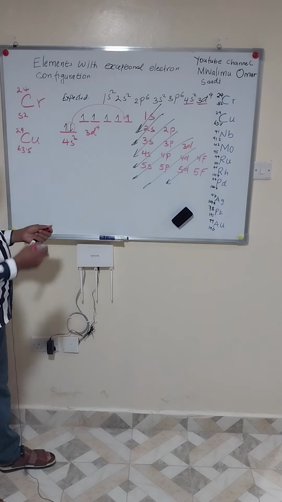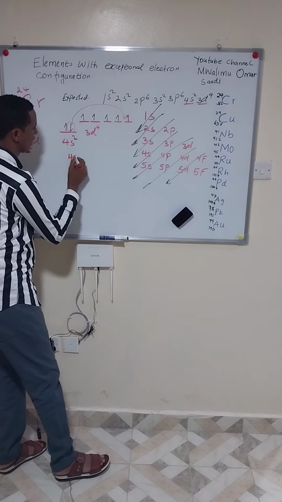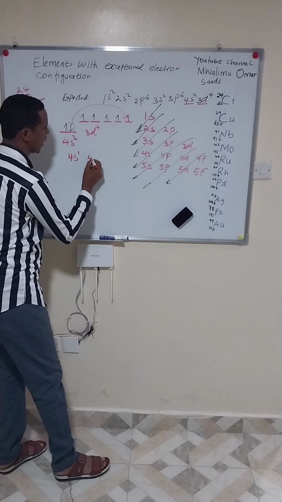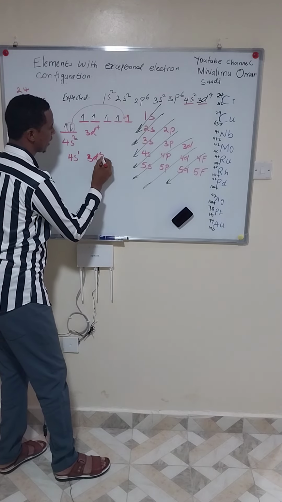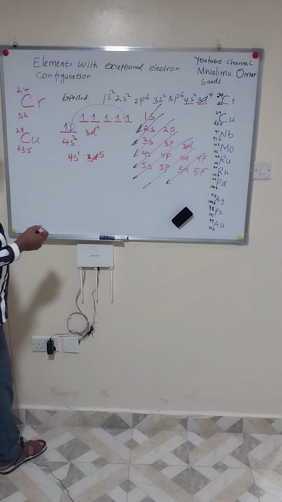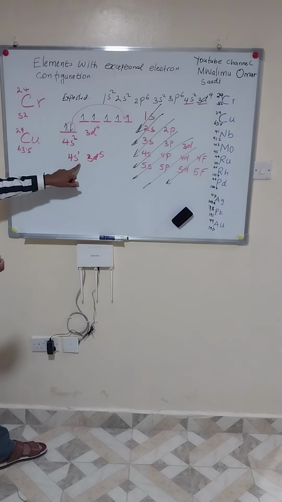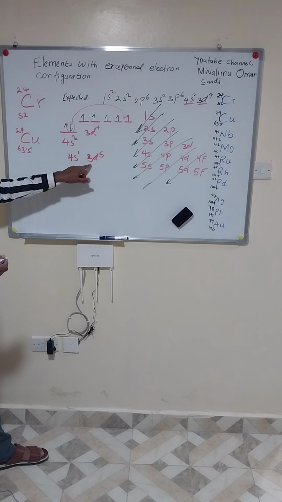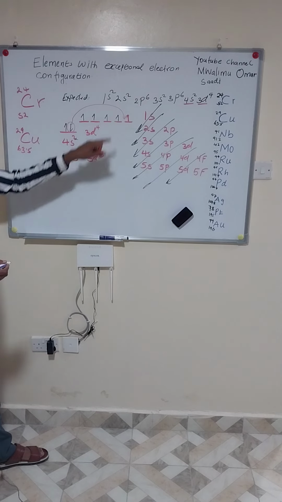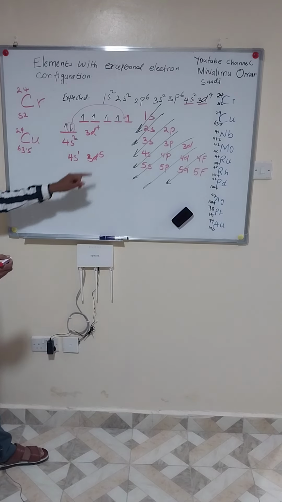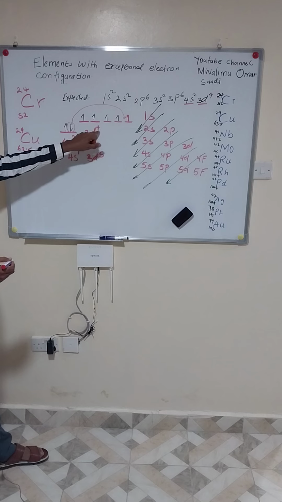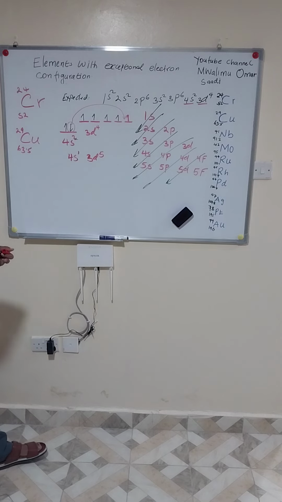So now here we have 3d that has 5 electrons and 4s that has 1 electron. So we'll have 4s1 and 3d that has 5 electrons. So in this way, the chromium electron configuration is stable because d has 5 electrons, it is half filled, and it is more stable than when it has 4 electrons.